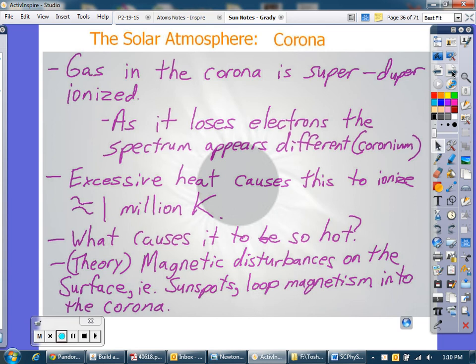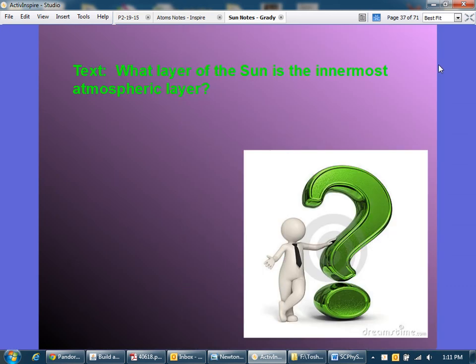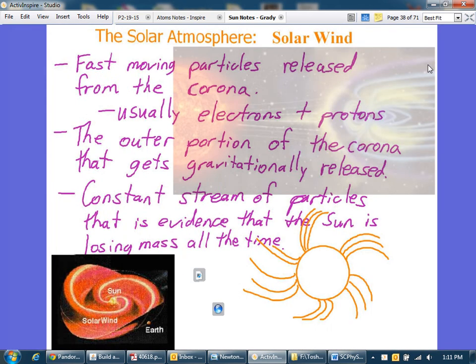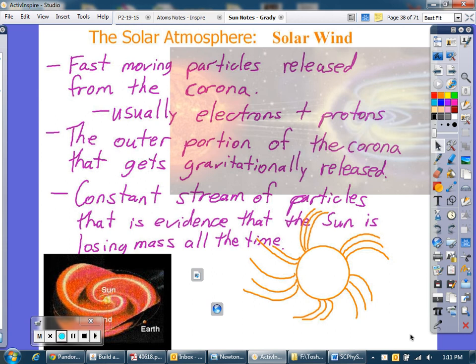For some reason, which is still unknown but theorized, with lots of theories about this, the corona is way hot. About 1 million K. If you remember back to the other temperatures, that's way hotter than the photosphere or the chromosphere. So for some reason, this outer atmosphere of the sun is exponentially hotter than the surface of the sun. Magnetic disturbances on the surface are believed to carry plasma, inducing heat up into the corona. That's the best theory we have right now. Honest answer is we don't know.